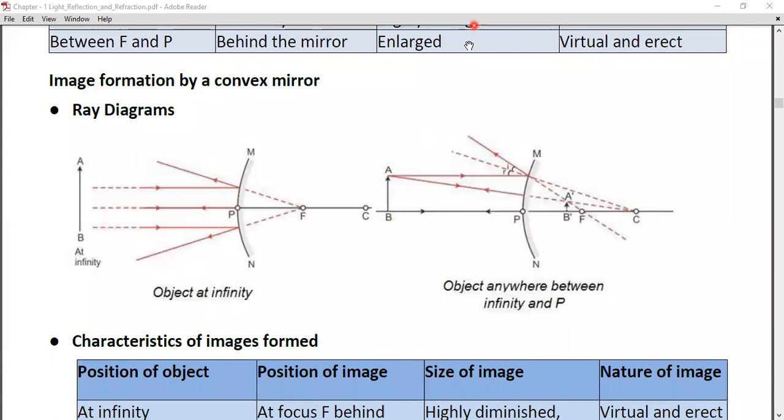Understood, guys? For a concave mirror, you are having six different positions, but for a convex mirror, you are having only two different positions. And now see, if you focus on the ray diagram, we have used the rules for the ray diagram. Like in the starting of this session, we have studied four different rules, no? So the ray diagram followed the same rules as it is.